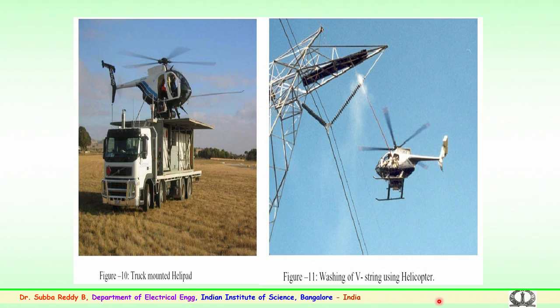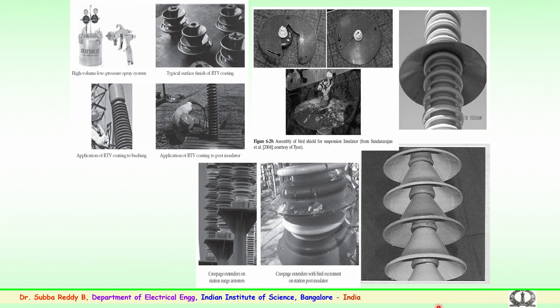Apart from this, the trimming of the branches also has to be carried out much before the wind or much before the monsoon happens. This trimming of branches is also very important. So, these are some of the measures which are being employed regularly by the utilities to contain the flashover of insulators.